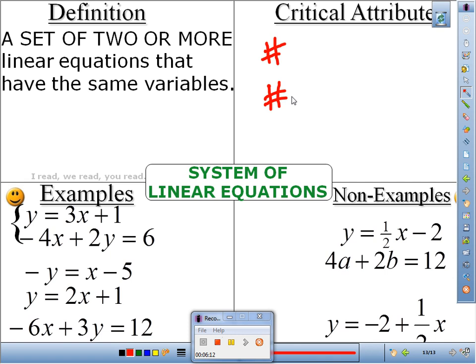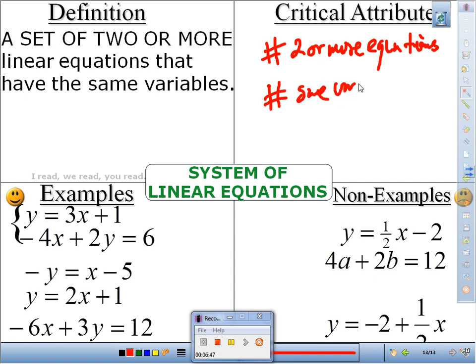Hashtag more than two sets. All right. Let's see. Devin, go. Hashtag what? Two or more what? I don't know about sets. What else can we replace sets? Equations. All right, pass someone. Isaac. Same variables. And one last one, Julian.